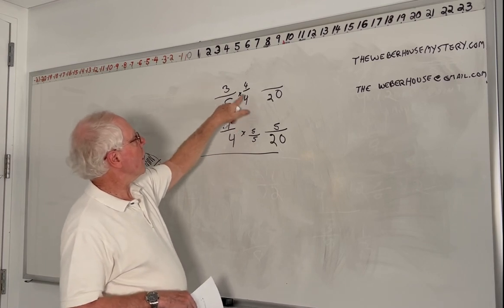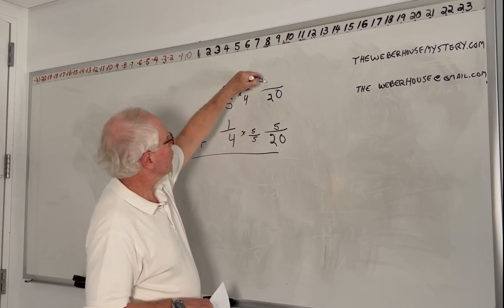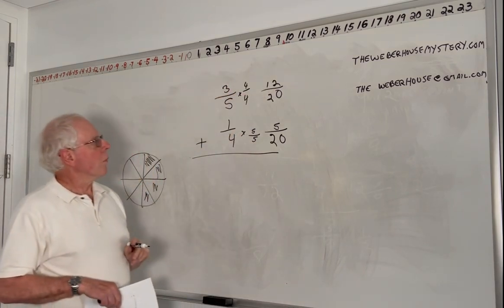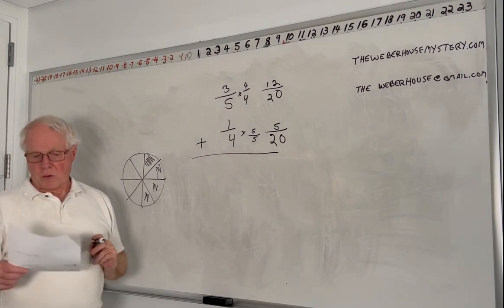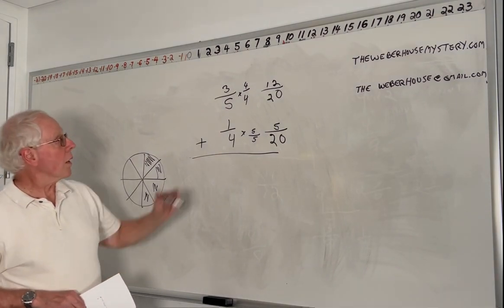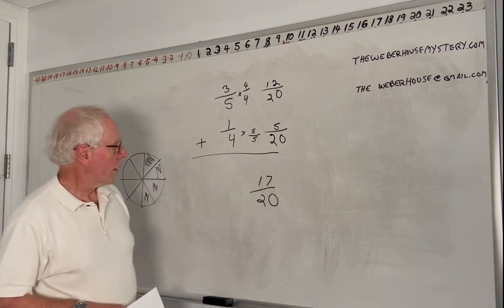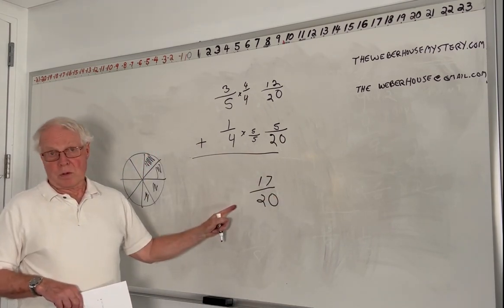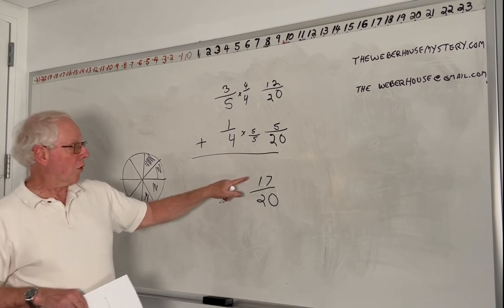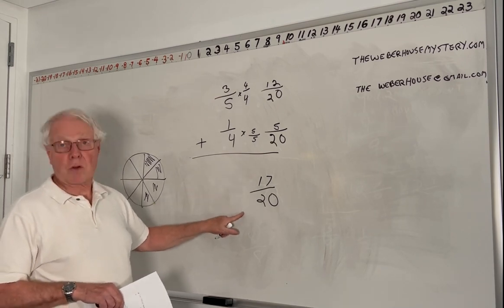4 times 5 is 20. Do the same thing up here. 4 times 3 is 12. We have 12/20 plus 5/20, and now we can add them, and we come up with 17/20. And that can't be reduced. Nobody can come up with a number that goes into both 17 and 20, so that's our final answer.